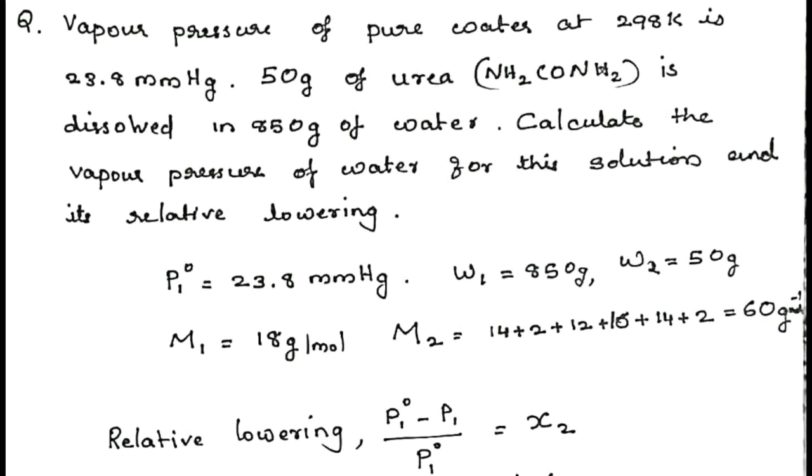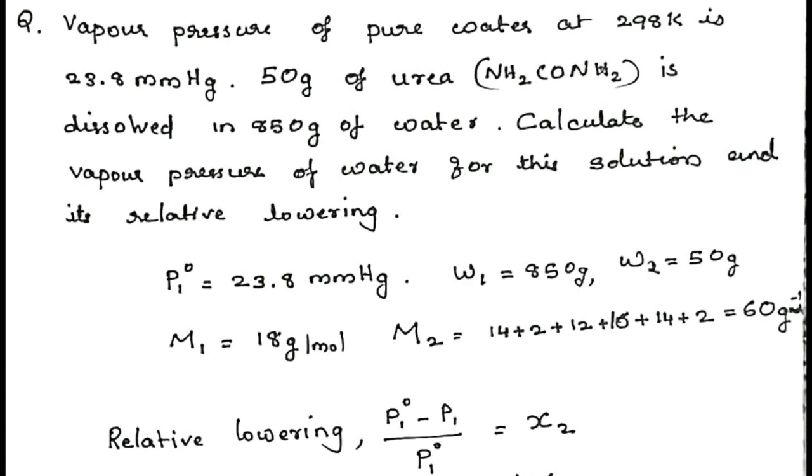Here are some numericals from colligative properties. First one, vapor pressure of pure water at 298 Kelvin is 23.8 millimeters of mercury. 50 gram of urea, that is NH2CONH2, is dissolved in 850 gram of water. Calculate vapor pressure of water for the solution and its relative lowering.